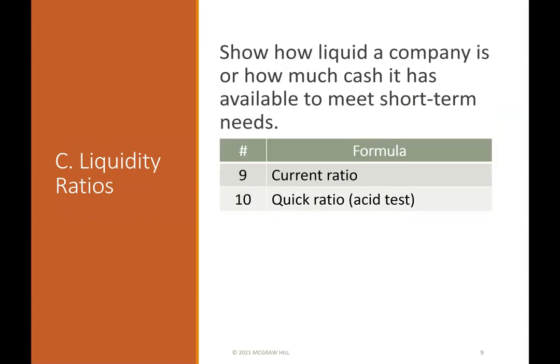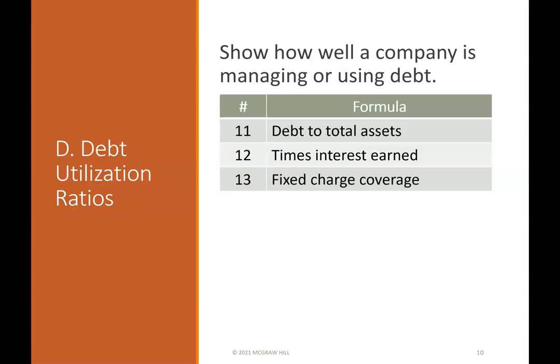C, liquidity ratios, show how liquid a company is, or how much cash it has available to meet short-term needs. Formula 9 is the current ratio, and Formula 10 is the quick ratio or the acid test ratio. D, debt utilization ratios, show how well a company is managing or using debt. Formula 11 is debt to total assets. Number 12 is times interest earned, and number 13 is fixed charge coverage.